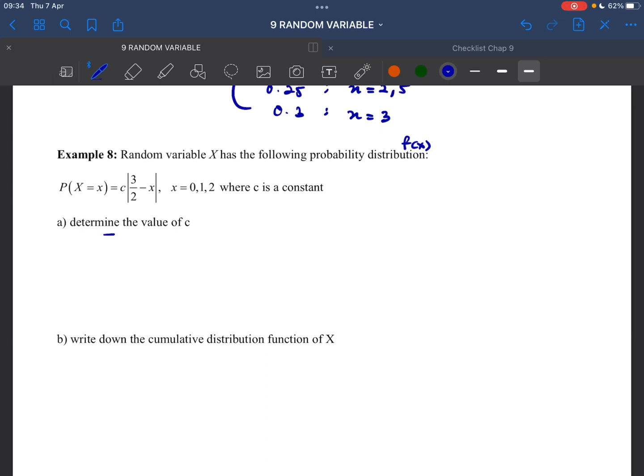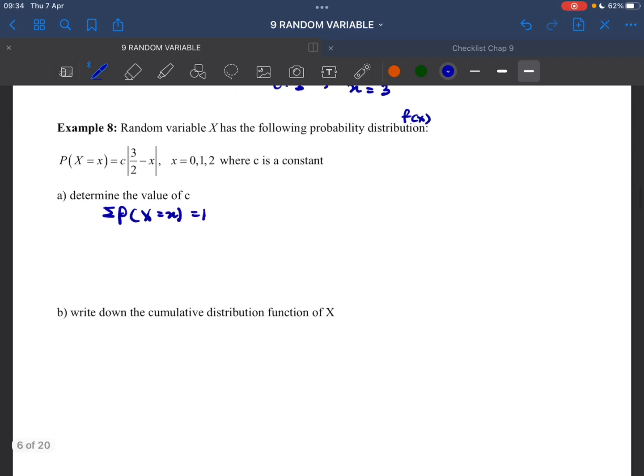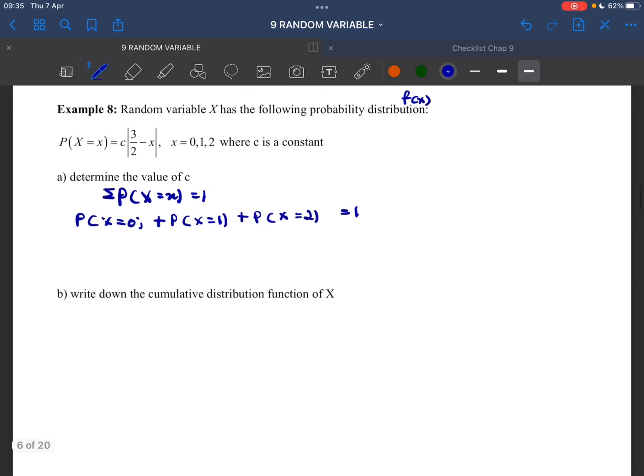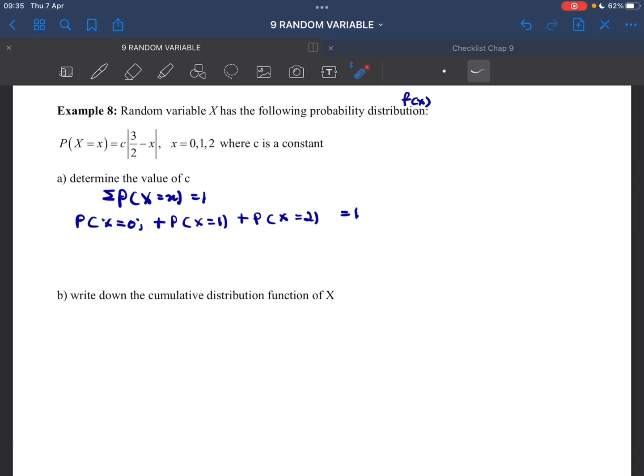So the sum of P(X = x) is equals to 1. So we are going to sum up everything. P(X = x), how many x do we have? 1, 2, 3. Okay, 0, 1, 2. So P(X = 0) plus P(X = 1) plus P(X = 2), which has to be equals to 1. Okay, now just substitute the value of x. 3 over 2 minus 0, modulus of that will be 3 over 2c. Okay, 3 over 2 minus 1, positive, 1 over 2 plus 1 over 2c, and substitute 2, we have plus 1 over 2c equals to 1, and lastly we have 5 over 2c equals to 1, and our c is equals to 2 over 5.